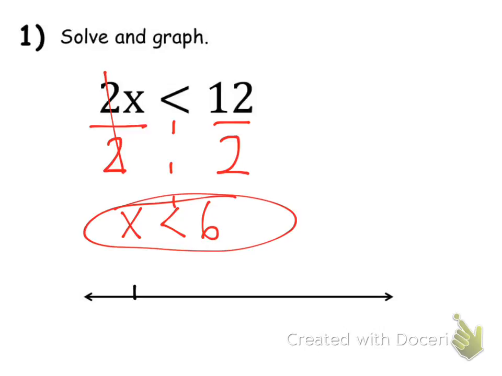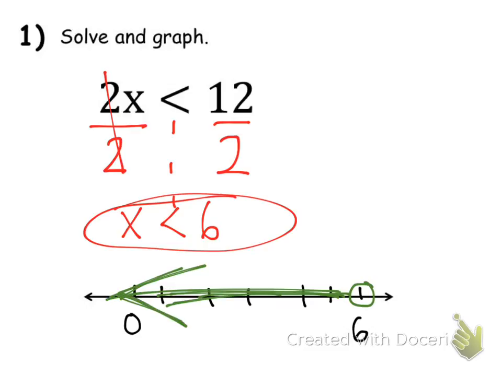Now we graph it just like yesterday, so I have 0, 1, 2, 3, 4, 5, and 6. Circle the 6. Do I fill it in or leave it open? Leave it open. Good. It's not an or equal to. There's no line underneath my less than symbol. And then I'm going to shade to the left because that's where the numbers are less than 6. Numbers like 5, 4, 3, 2, 1, 0, and so on. Raise your hand if you have any questions on number 1.